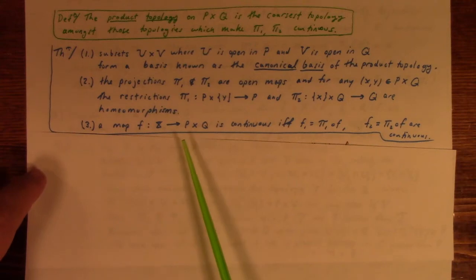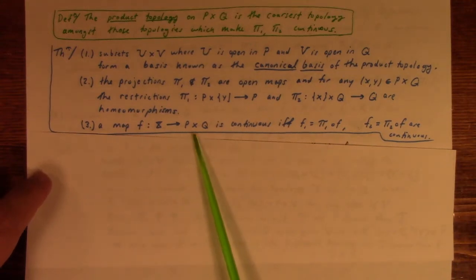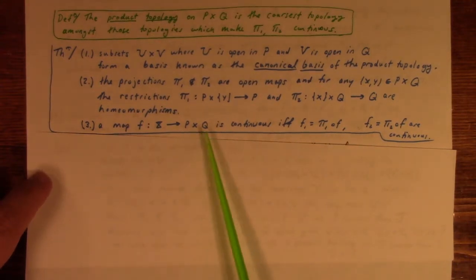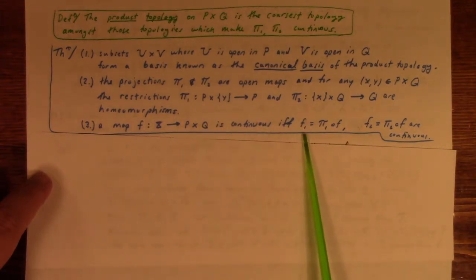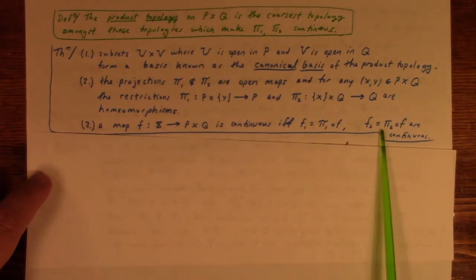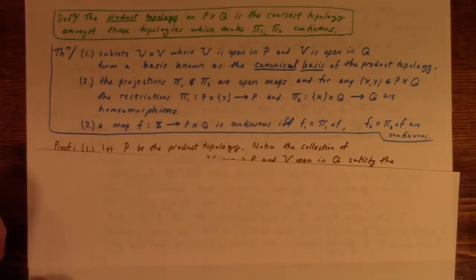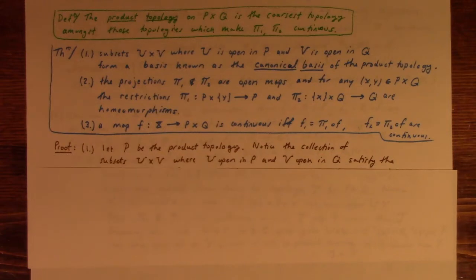Anyway, and then finally, continuity of a mapping into the Cartesian product of P and Q can be judged by looking at the continuity of the component functions F1, pi 1 composed with F, and F2, pi 2 composed with F. All right, so proof of one here.